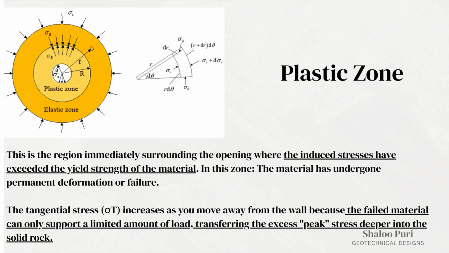Plastic zone. This is the region immediately surrounding the opening where the induced stresses have exceeded the yield strength of the material. In this zone, the material has undergone permanent deformation or failure. The tangential stress, sigma t, increases as you move away from the wall because the failed material can only support a limited amount of load, transferring the excess, peak, stress deeper into the solid rock.